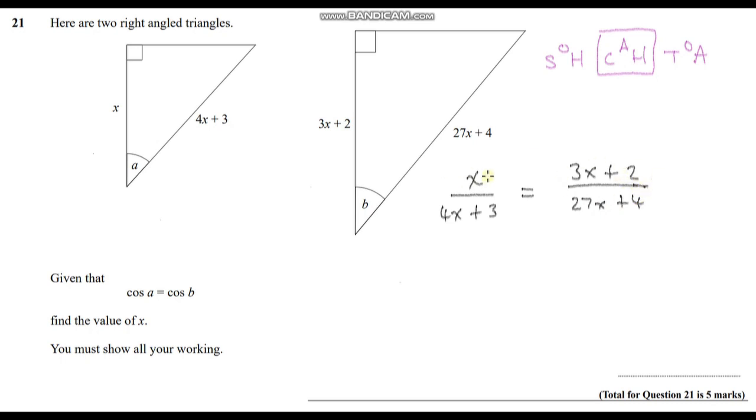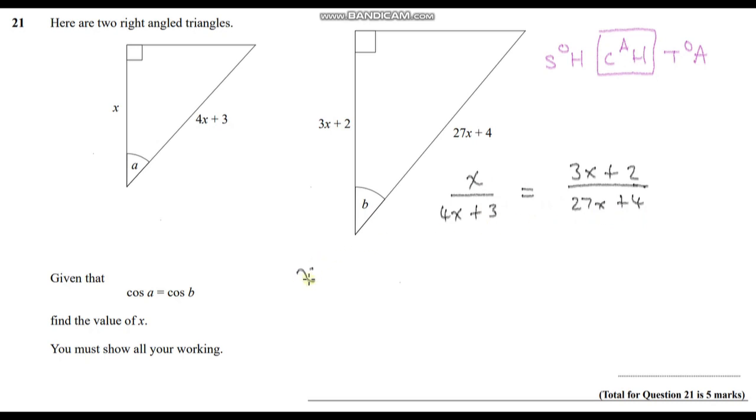And now we just have an equation to solve. The hardest bit is actually trying to interpret the question and write down your first line of working. Hopefully this makes sense. This is the cos of A, the adjacent divided by the hypotenuse. This is the cos of B, and we're saying that they equal each other. So let's do the cross multiplication. I'm going to multiply both sides by 27x plus 4.